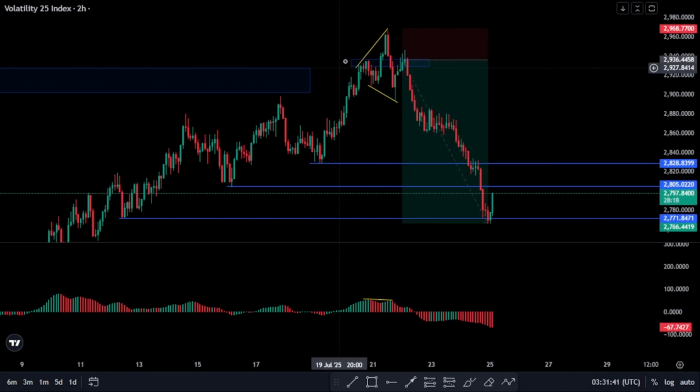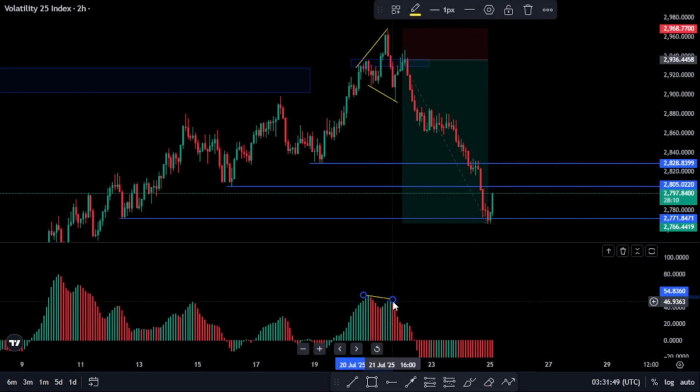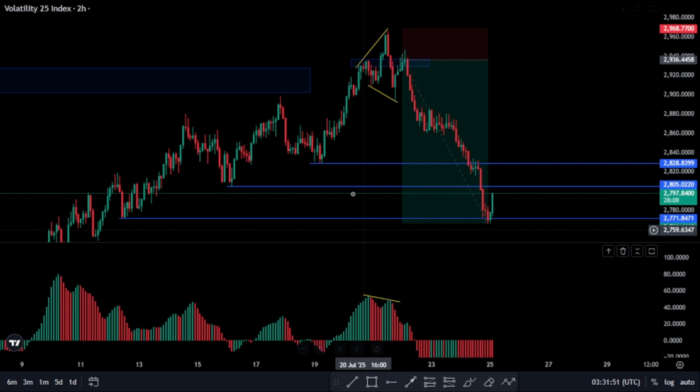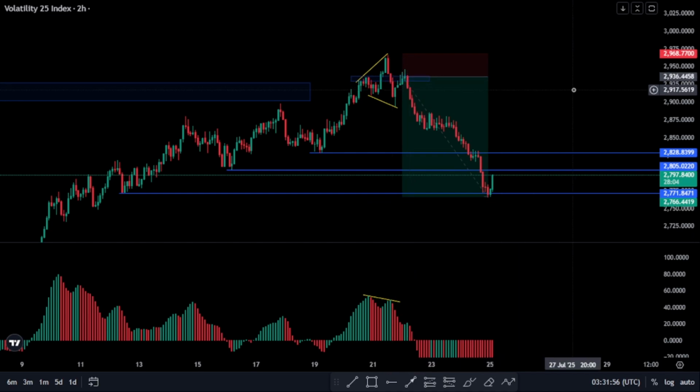And one thing I forgot to point out here, you can see that as the market was giving us a higher high, look at what happened here. The awesome oscillator was giving us what? It was giving us a lower high. So that is our divergence confirmation over there. So the rest is just to wait for the market to give us the entry, and then we just trade this.